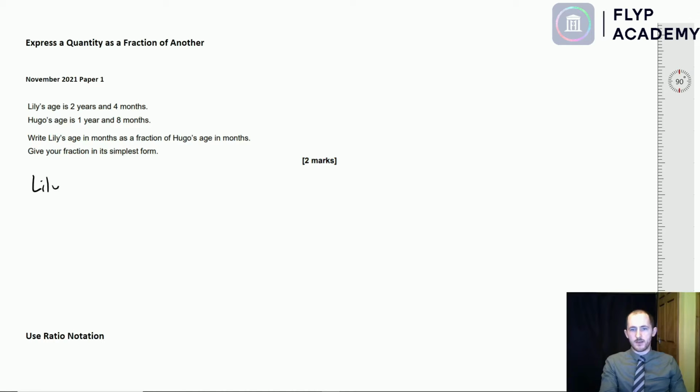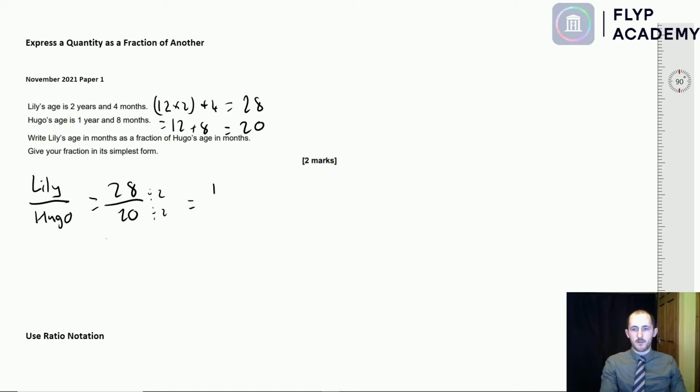So we're going to do Lily's age over Hugo's age, because it says write Lily's age as a fraction of. Okay, so we're just going to do Lily divided by Hugo. Now 2 years is 12 times 2 months plus 4, so that's 24 plus 4 is 28 months, and Hugo is 12 plus 8, so 20 months. So what we have here is 28 over 20. It says to give your answer in its simplest form, so we can divide the top and bottom by 2, and that gives us 14 over 5, which is the answer in its simplest form.